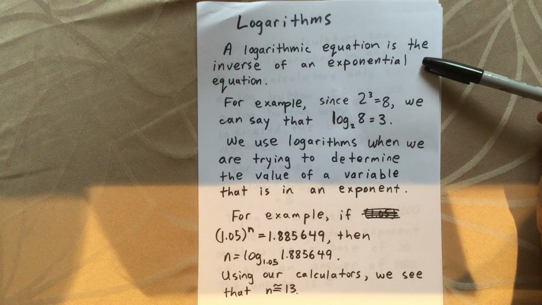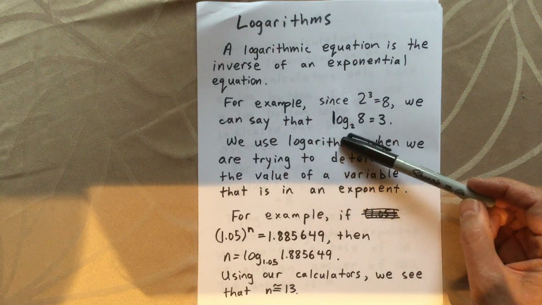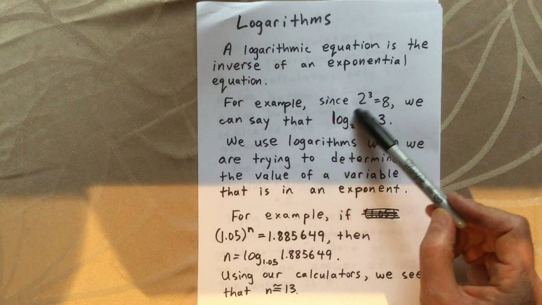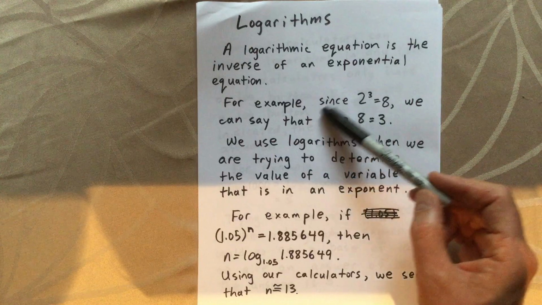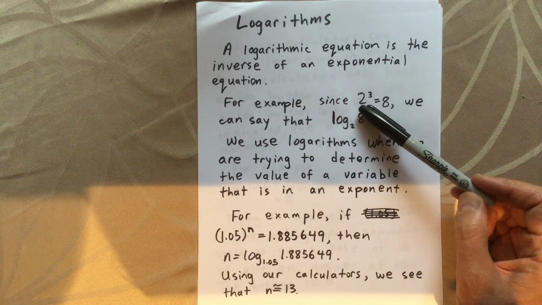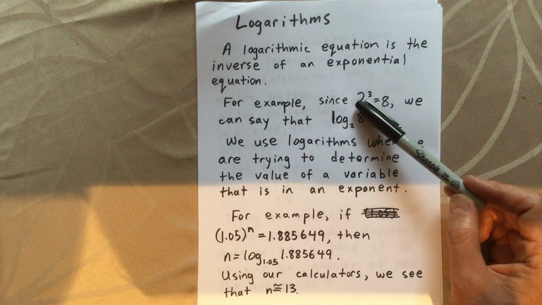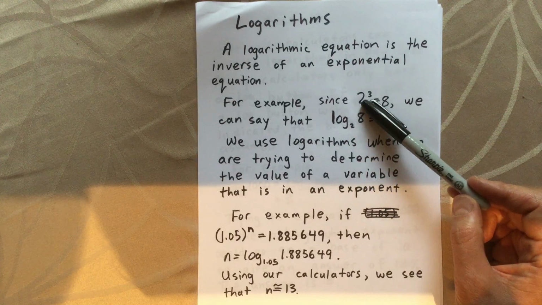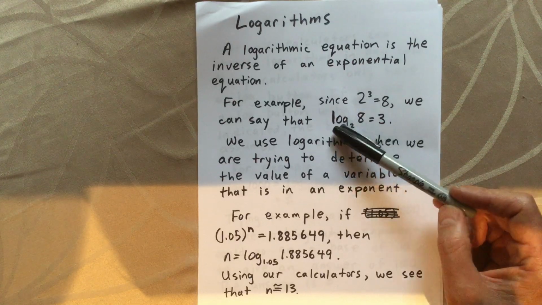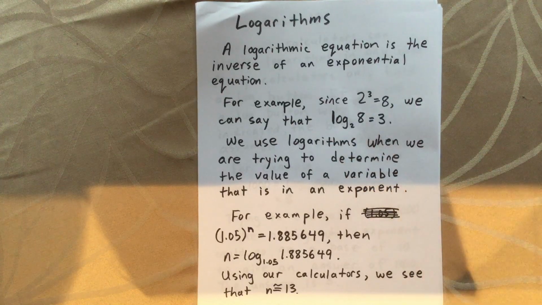A logarithmic equation is the inverse of an exponential equation. So for example, since 2 to the 3 equals 8, we can say that the log base 2 of 8 equals 3. We'll discuss this a little bit more, but basically, if 2 to the exponent 3 is 8, then whatever the base of the exponent is becomes the base of the log. So since the base of the exponent is 2, the base of the log will be 2, and we can say the log base 2 of 8 is equal to that exponent, which is 3.